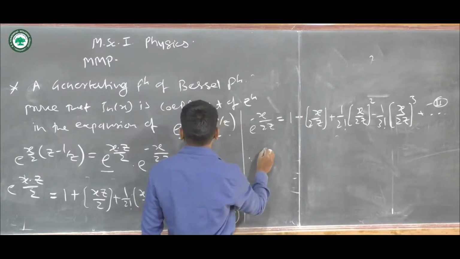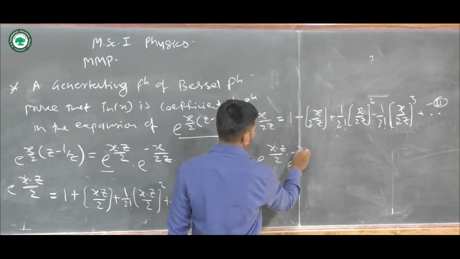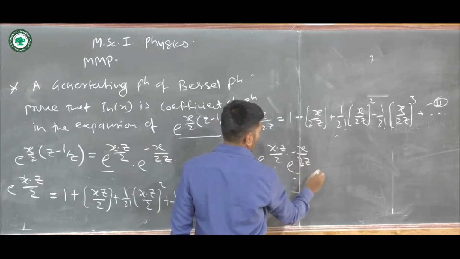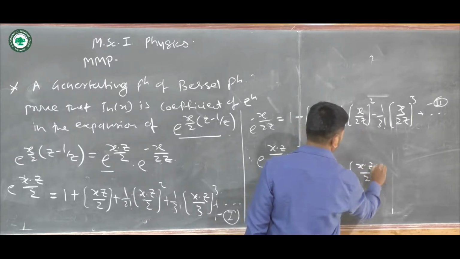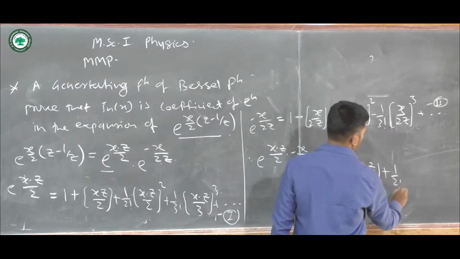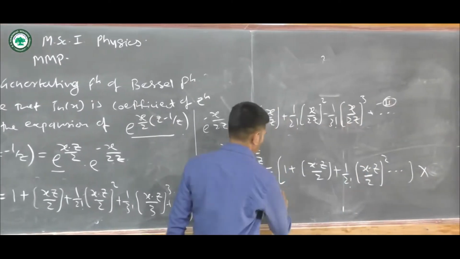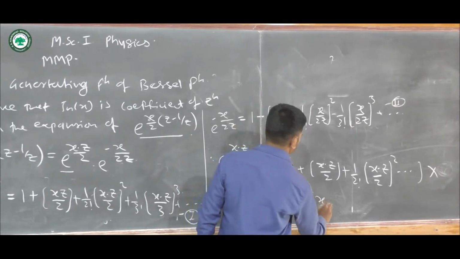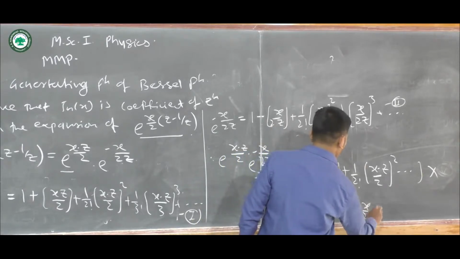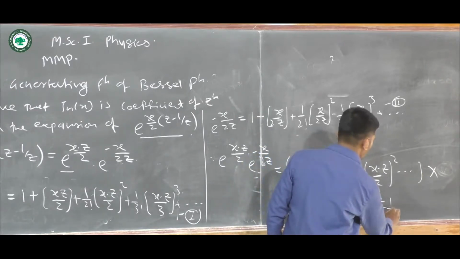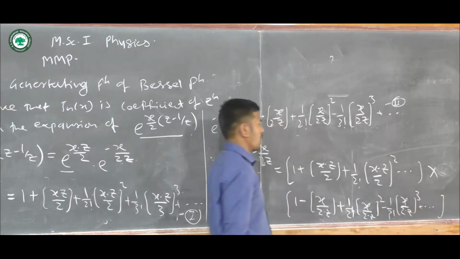So it is e raised to xz by 2 into e raised to minus x by 2z is equal to 1 plus xz by 2 plus 1 by 2 factorial into (xz by 2) square and so on, multiplied by 1 minus x by 2z plus 1 by 2 factorial into (x by 2z) square minus 1 by 3 factorial into (x by 2z) power cube, and so on. So this is the multiplication.